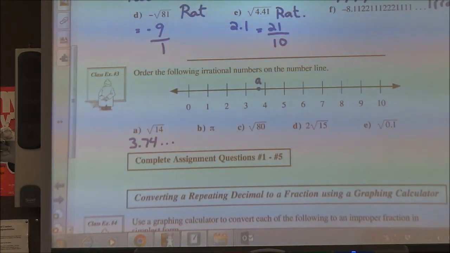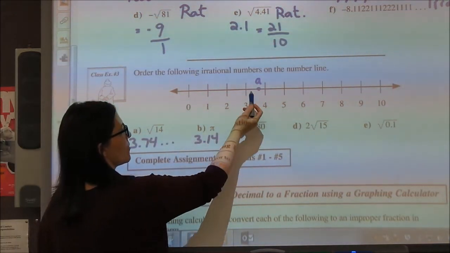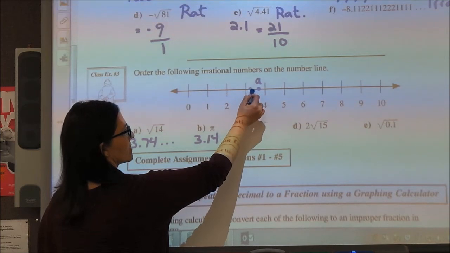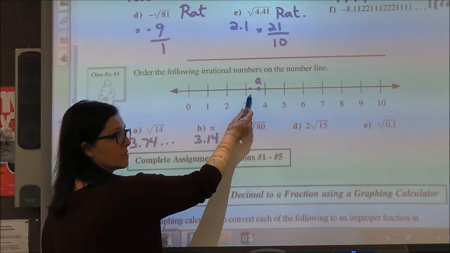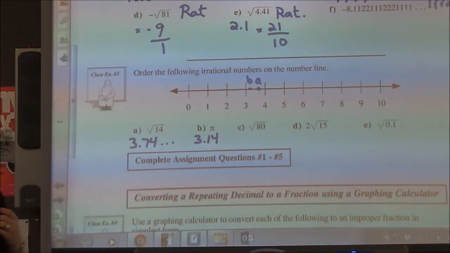Okay, pi. 3.14. So B would be closer to 3. Oh yeah, I did my first one wrong. That's why.